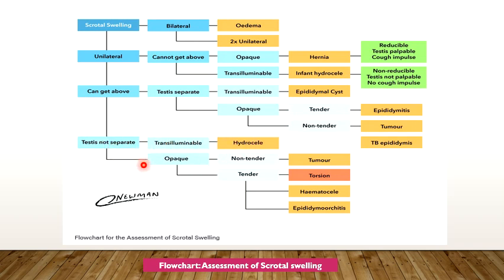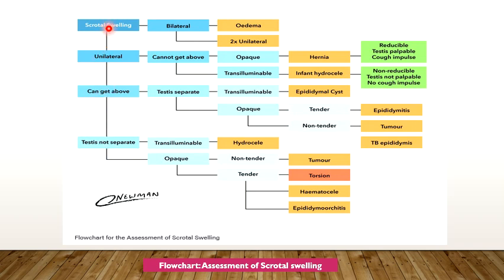If it doesn't transilluminate, it's opaque. Then it can be tender or non-tender. If it is non-tender, you think of tumors. If it is tender, then you think of torsion, hematocele, and hematocele are usually due to trauma, or epididymo-orchitis. This is if it is unilateral, very important.